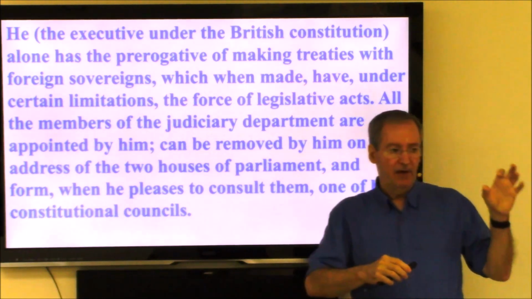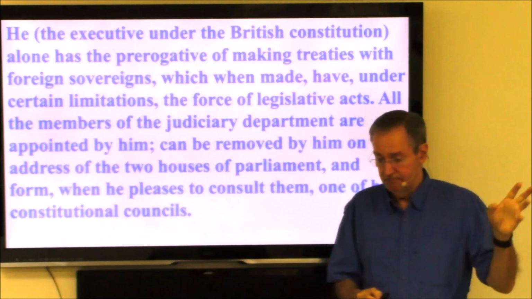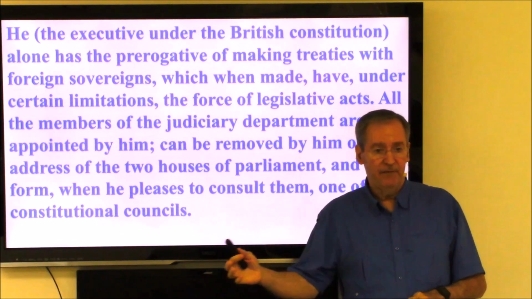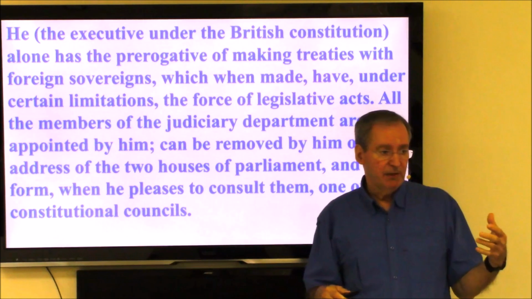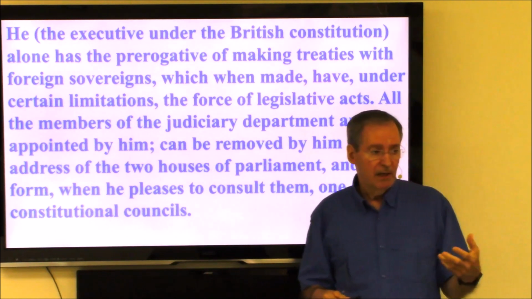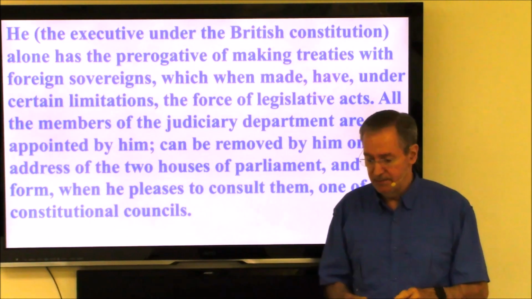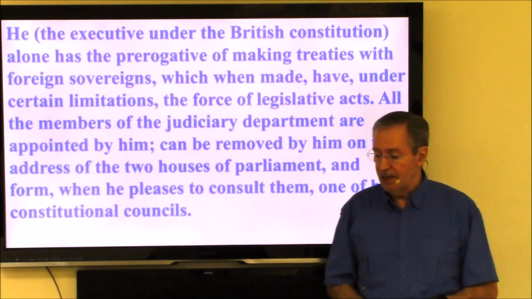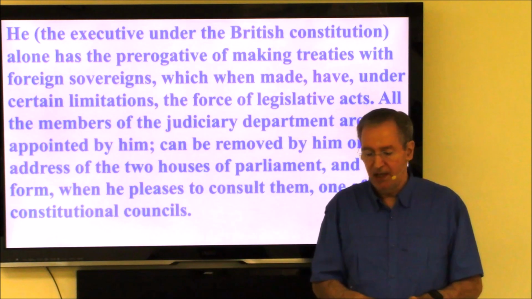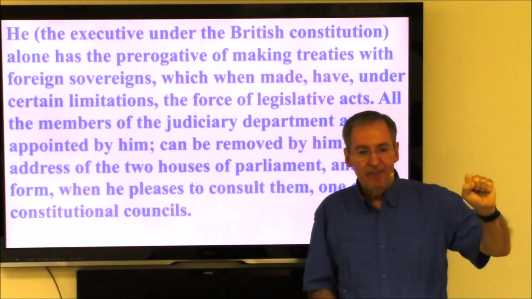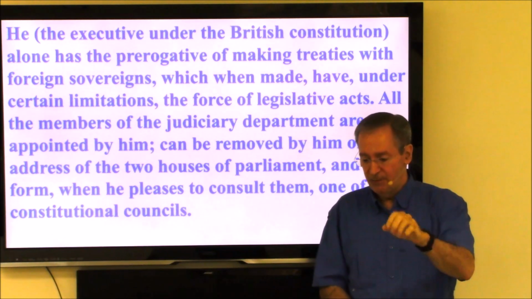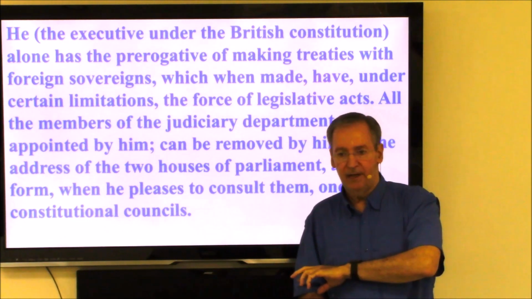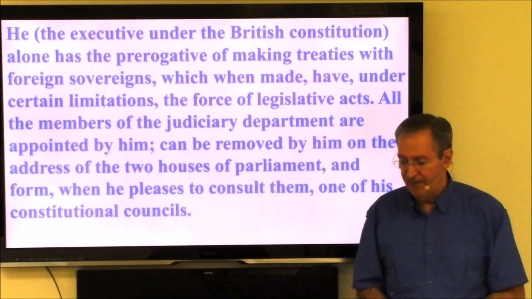He, the executive, is talking about the monarch under the British Constitution. At the time of our Constitution, a constitutional monarchy is basically what they had. The king alone had the prerogative of making treaties with foreign sovereigns. In other words, the king can make treaties with foreign governments, and he doesn't have to get the approval of anybody in order to do that. And once he makes those agreements, in effect, it becomes law.